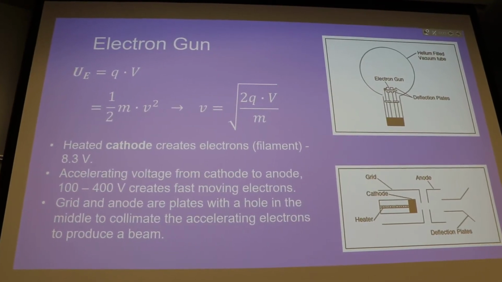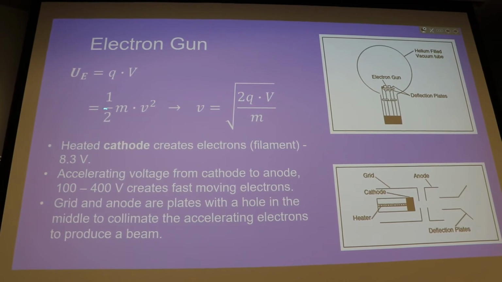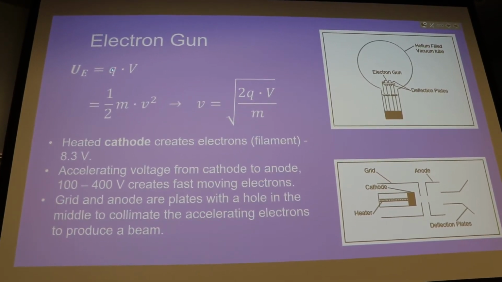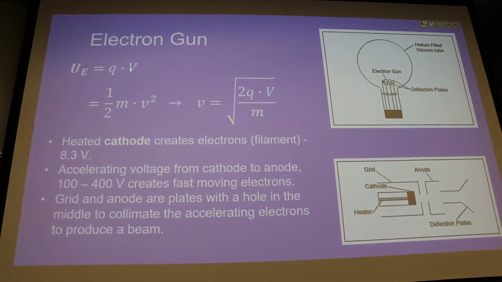Now, if you want to get the speed of the particle, you have to take the energy that the charge is going to have. You're going to take the charge multiplied by the voltage.